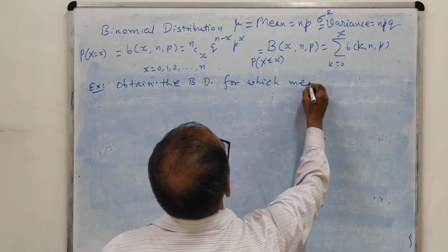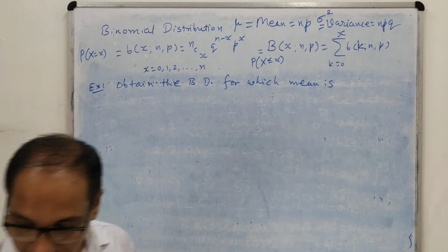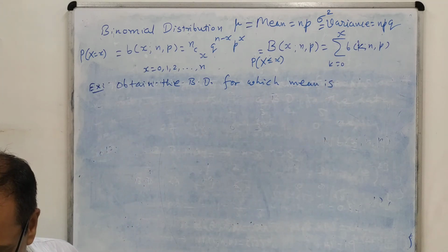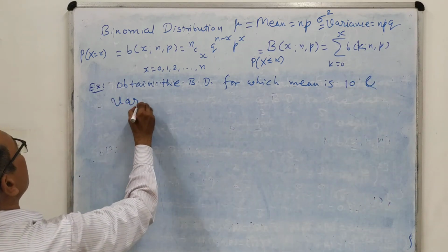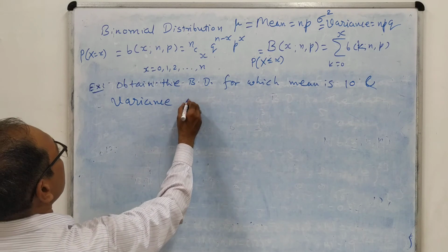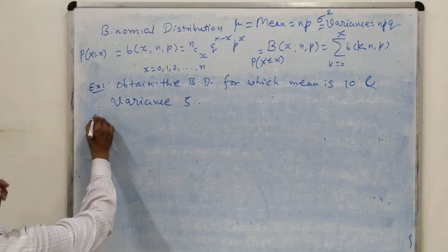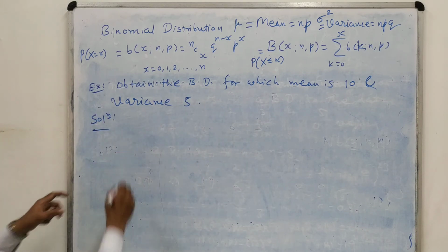mean is 10 and the variance is 5. So here we want to find out the binomial distribution just like the previous example.